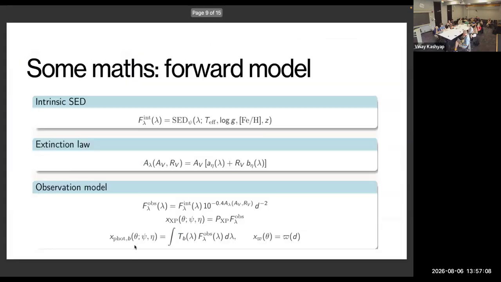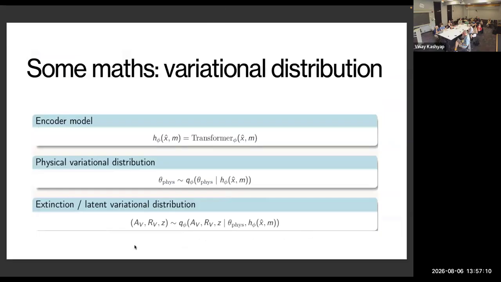And so if I look into what the variational distribution is, this is essentially what is happening. You have some transformer which is encoding your data along with some masks. It then compresses that into a context vector, and then you have a variational posterior over both your extinction parameters and your stellar parameters. So you don't allow extra stuff? You just wanted to encode exactly these three parameters or something? Yeah, I think 6, 7, 8.